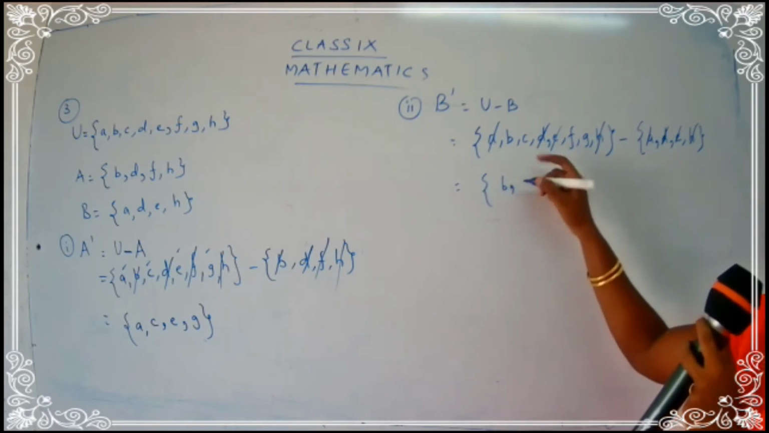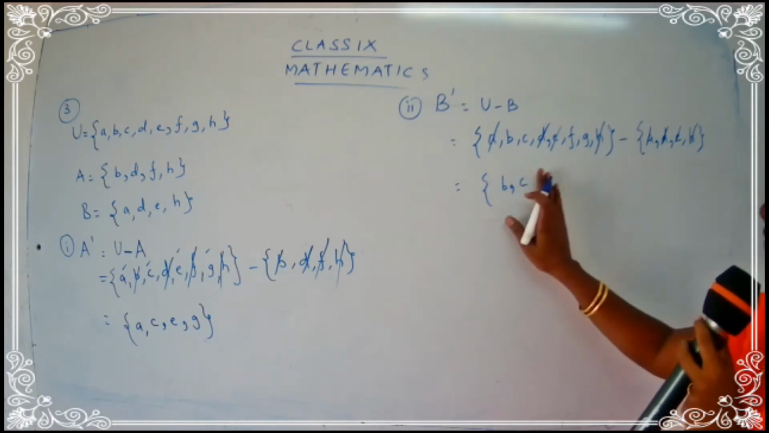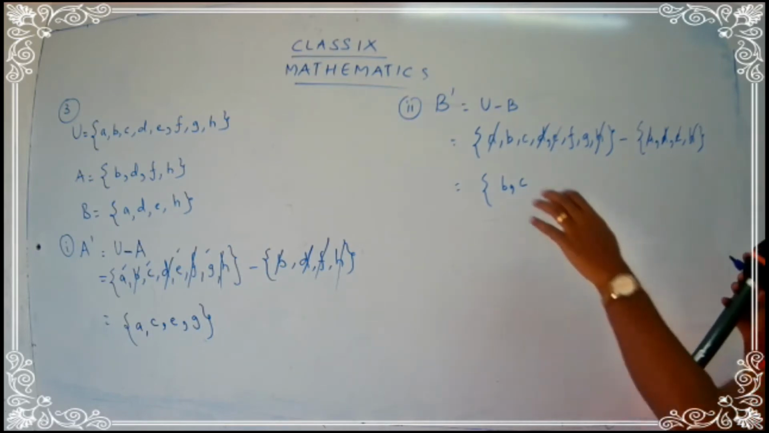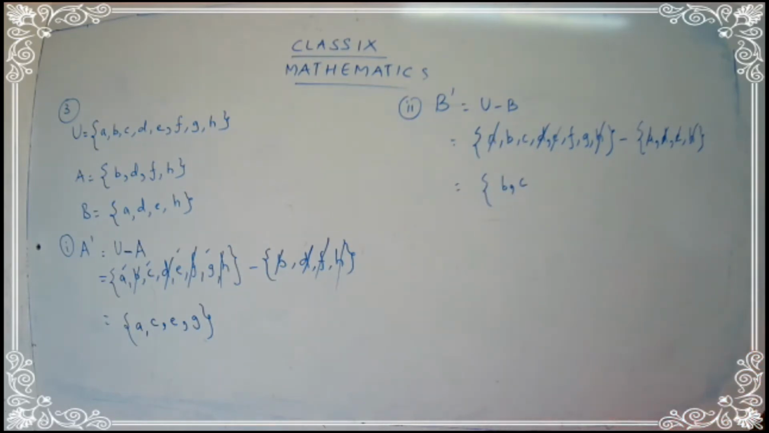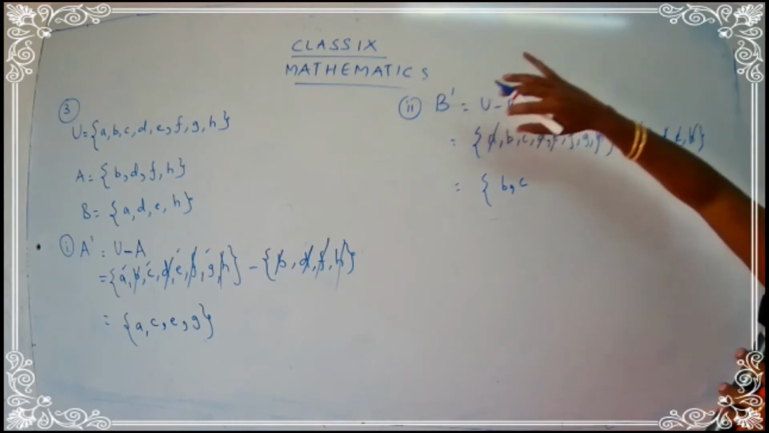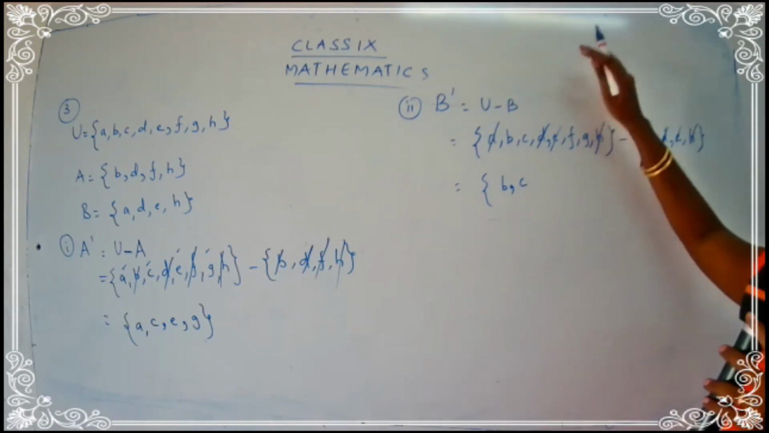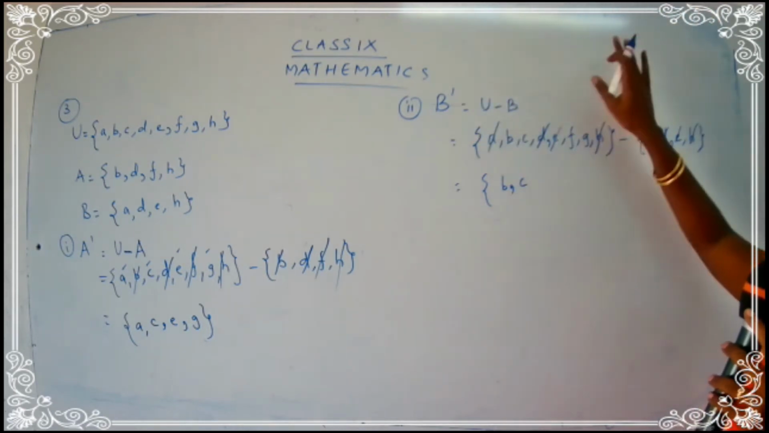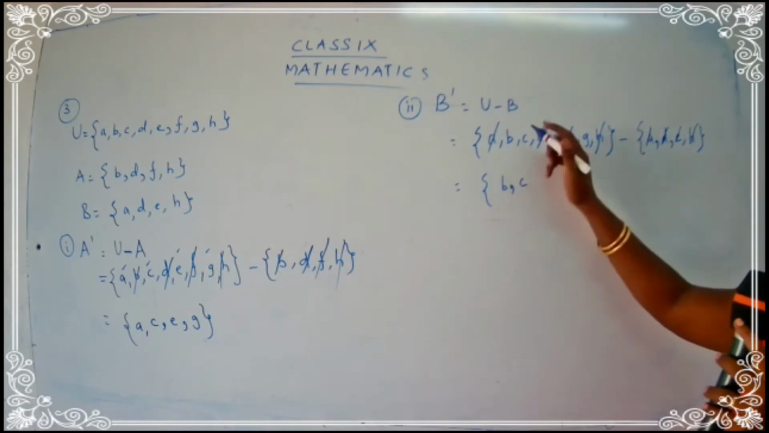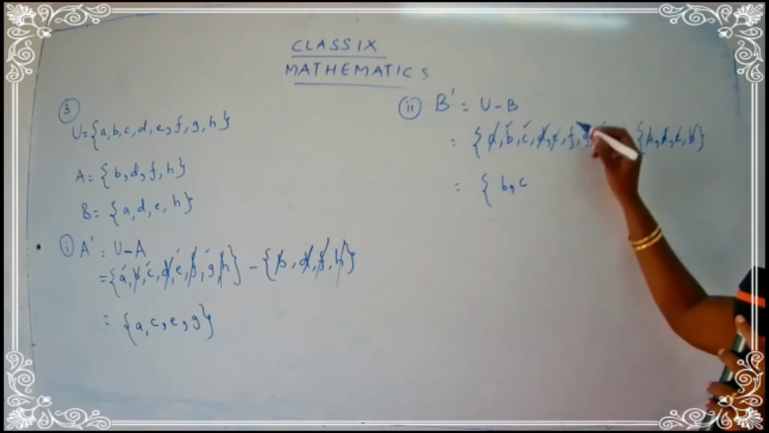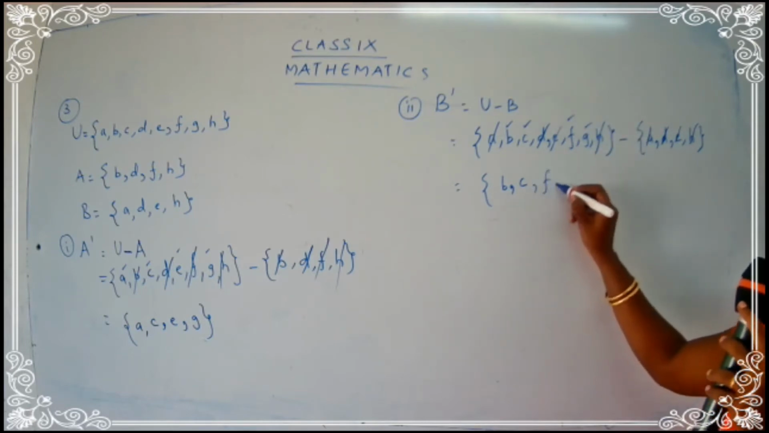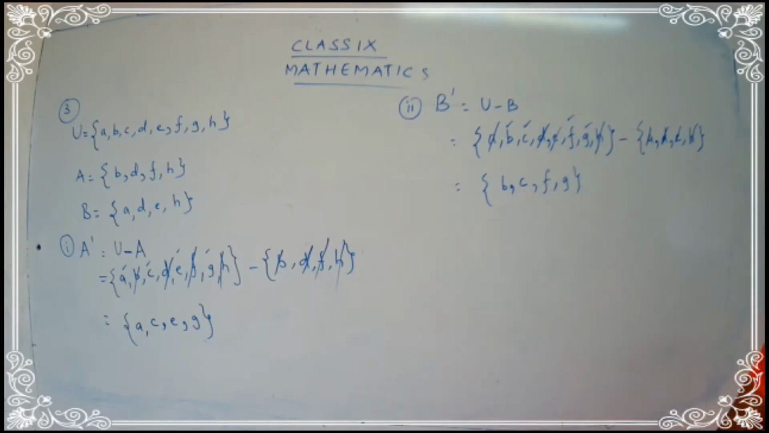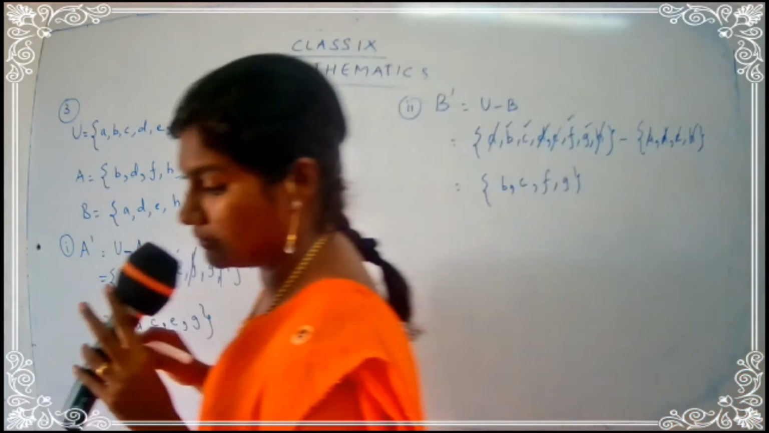B, C, F, G. I have told you that you know the meaning of U. Yes, children, this B dash is U minus B. That means we want the member of U, but we don't want the member of B. That is, U minus B means present in U, not in B. So what is present in U here? B, C, F, G. So I have found the value for B dash. What is B dash? U minus B, and that is B, C, F, G. I hope you are clear with the complement part.